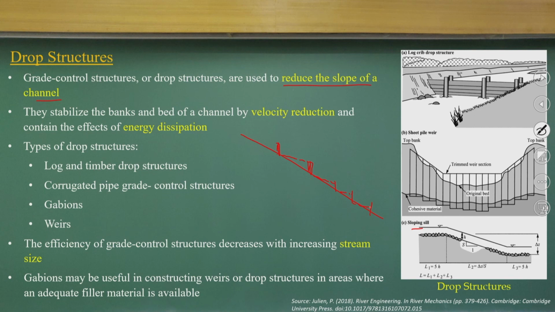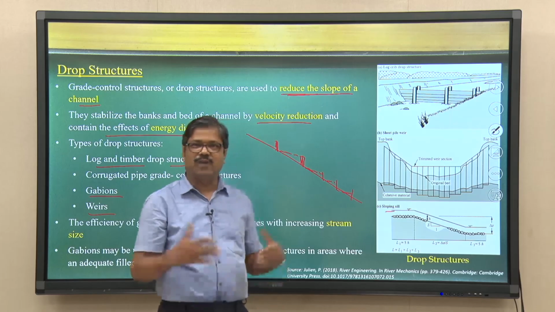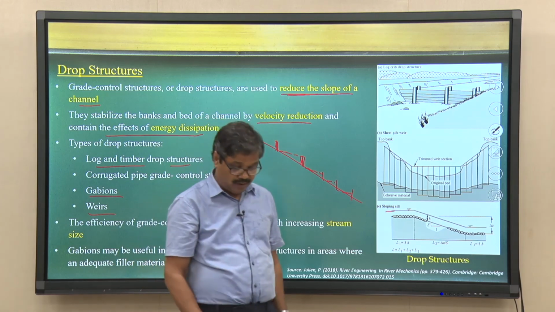So, it can reduce the slope of a channel to stabilize the bank. Because of the stepwise drop structures, velocity reduction is also effective, as is energy dissipation. We can have very simple structures, like log and timber drop structures, or you can have a gabion, or a small weir.